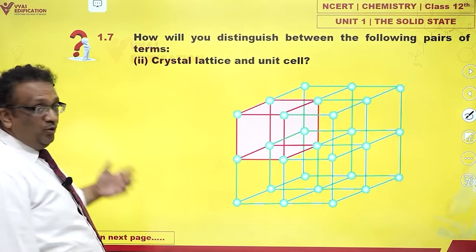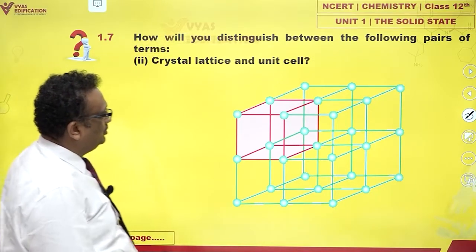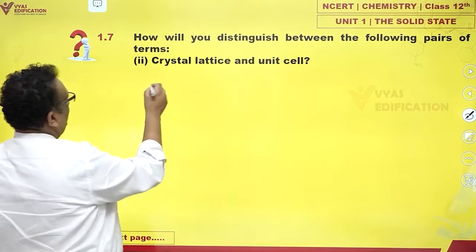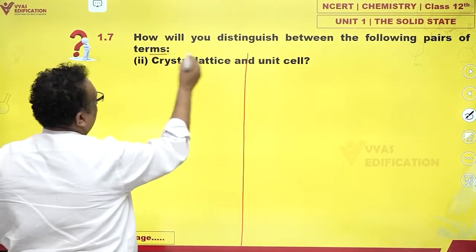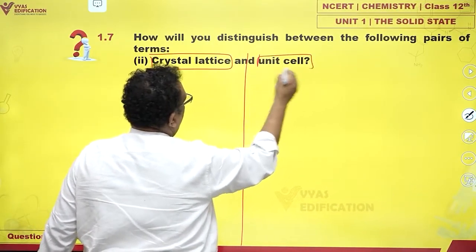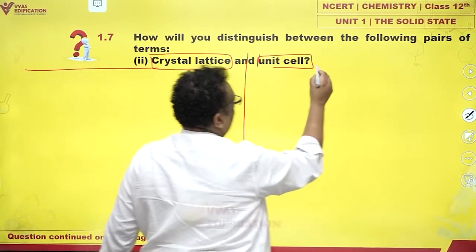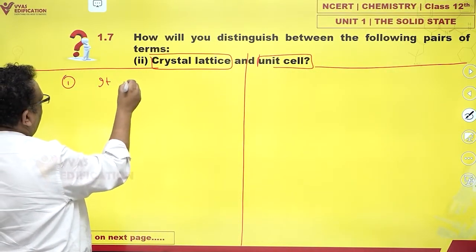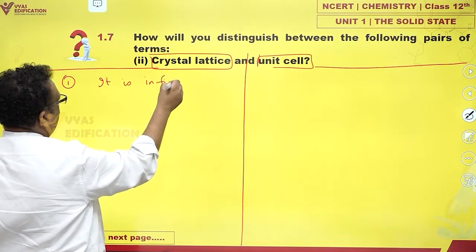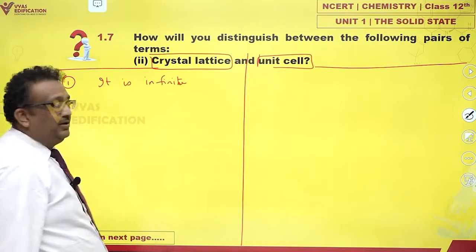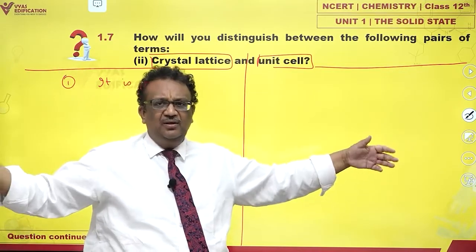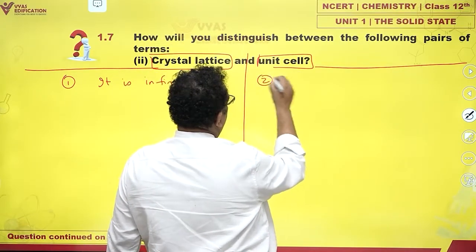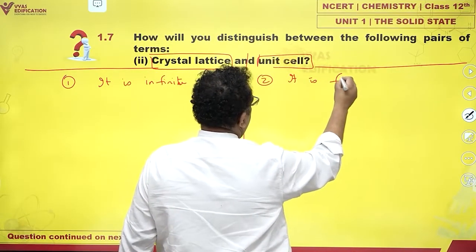So if you want to note this point wise, I can give it point wise to you also. So we have, let me write it for you, crystal lattice and unit cell. How do you distinguish? Let's try. First point, it is infinite. Crystal lattice is like a line. It has no beginning, no ending. It's an infinite concept. And unit cell, it is finite.